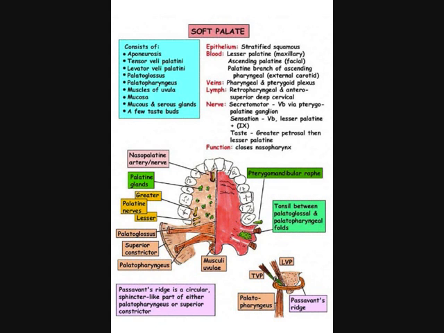It has the tensor palati to its side, it has the levator palati acting on its superior surface, and from the edge arise both the palatoglossus and the palatopharyngeus. There are a number of small muscles which work the uvula, and it is covered with mucosa, which has both mucous and serous glands within it. In addition, there are a few taste buds also in the soft palate.